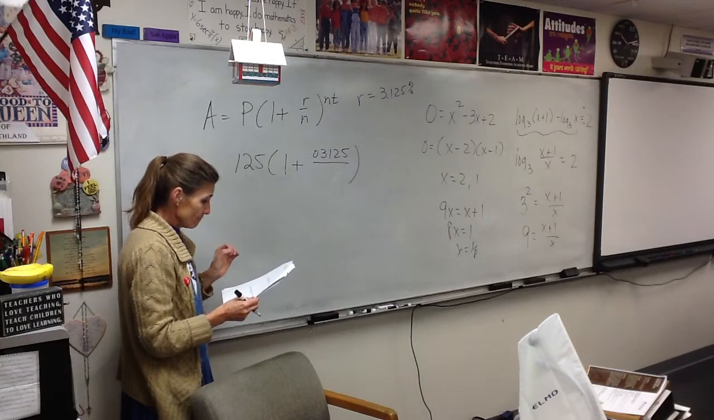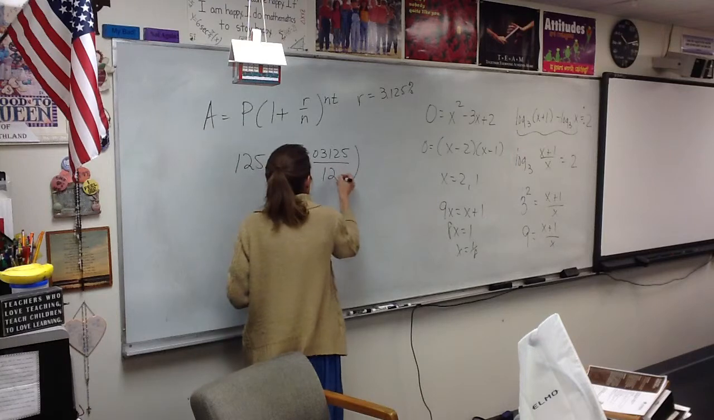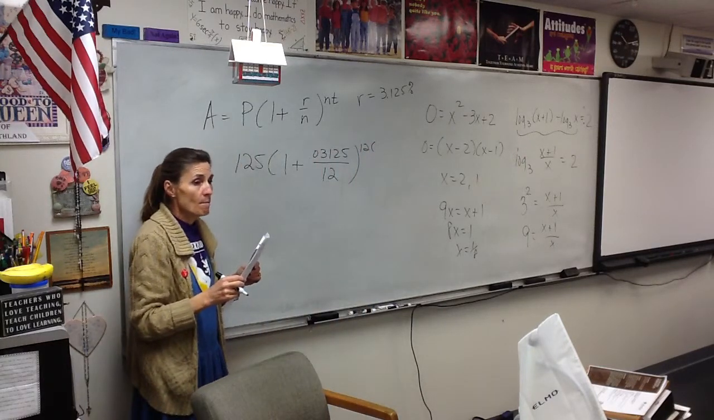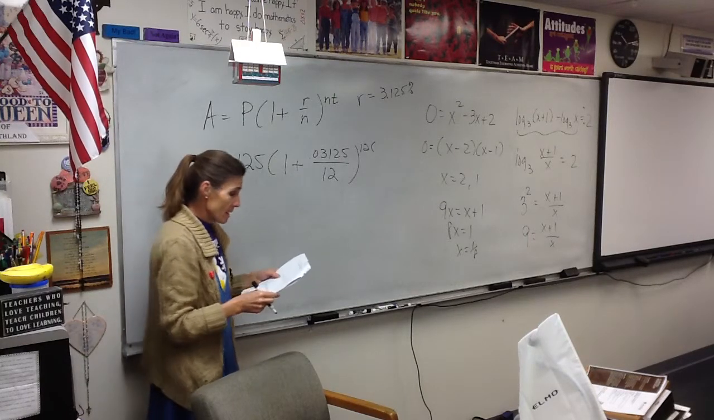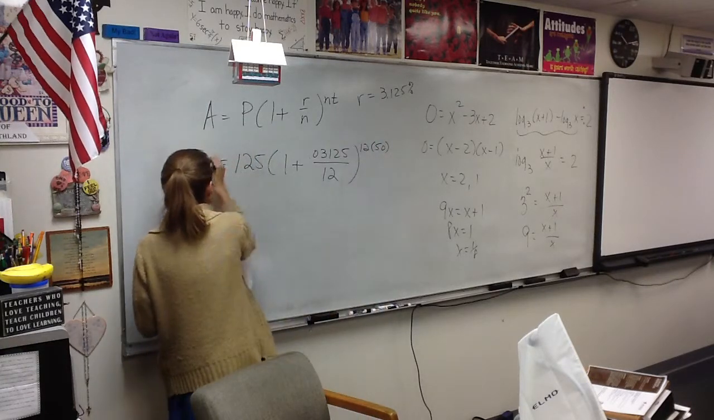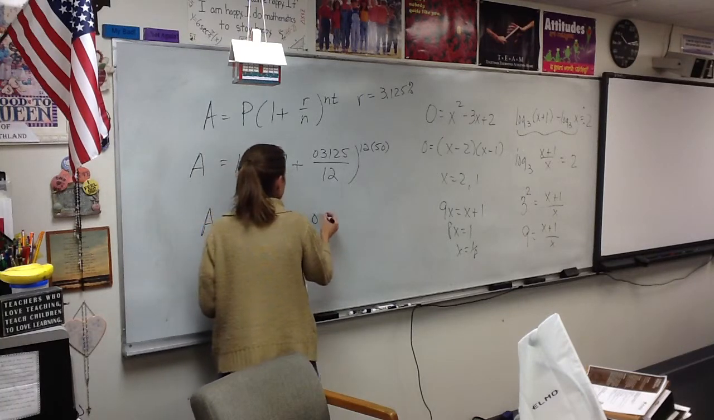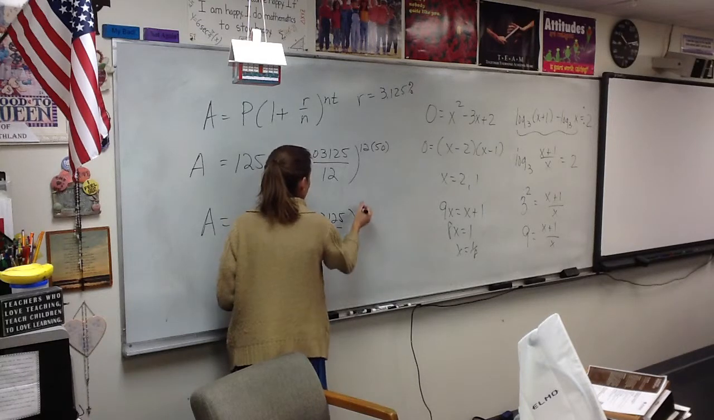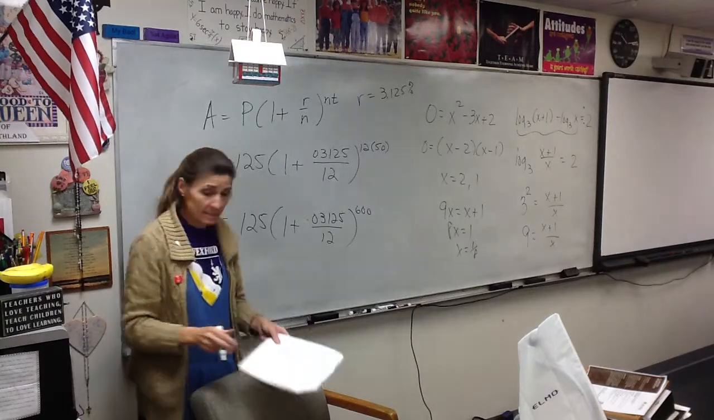What's N? 12. And I know it's 12 because it says compounded monthly and there are 12 months in a year. And T is 50 years. Am I going to need logarithms to do this problem? Yep. Now this is kind of the easiest kind. All I need to do is type it in.